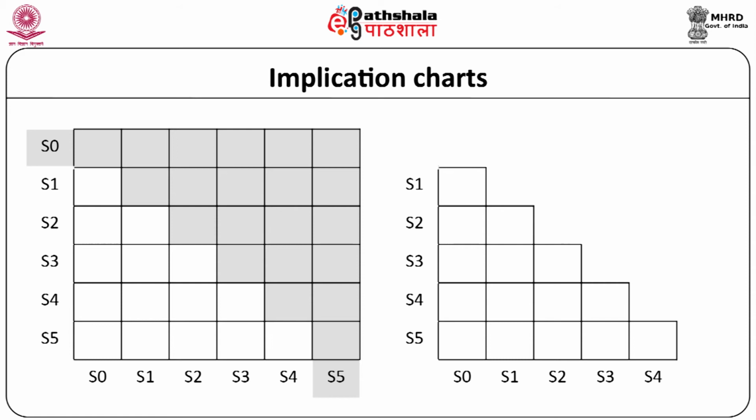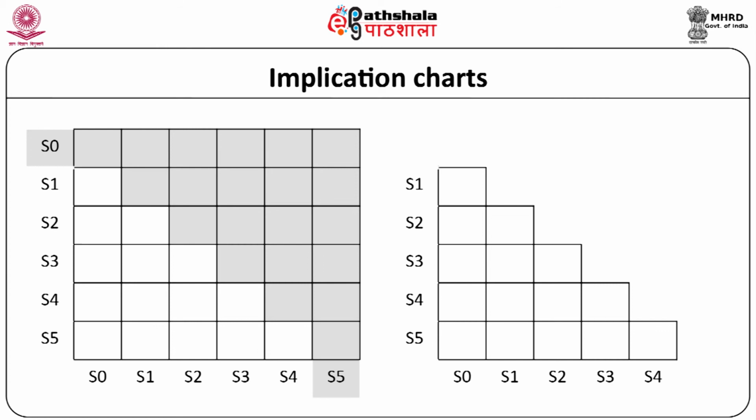While building the implication chart, the shaded portion is removed for an obvious reason. In the shaded portion, each state is equivalent to itself, which is implied, and hence it is not considered in determining the equivalent states.